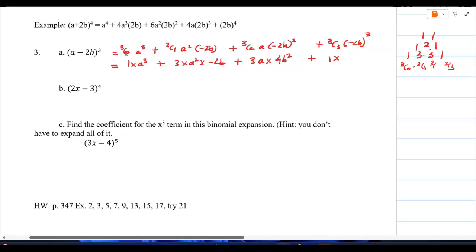Times minus 8b cubed, because you have a minus odd power. Now what's your final answer? So a cubed minus 6a squared b. Why minus? Because plus into minus is minus. Then this would be 12ab squared, and then this would be minus 8b cubed.